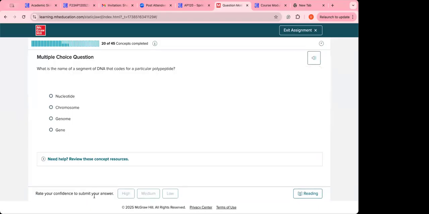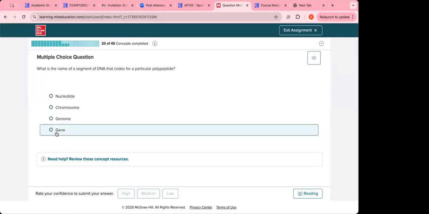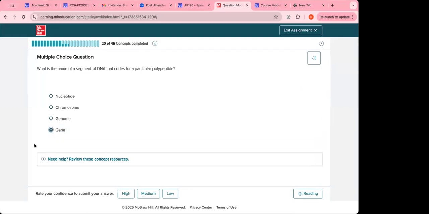Okay. Next question. What is the name of a segment of, okay, let's not get this wrong again. It codes for a particular polypeptide. That's a gene. The name of a segment of DNA that codes for a particular polypeptide is a gene.